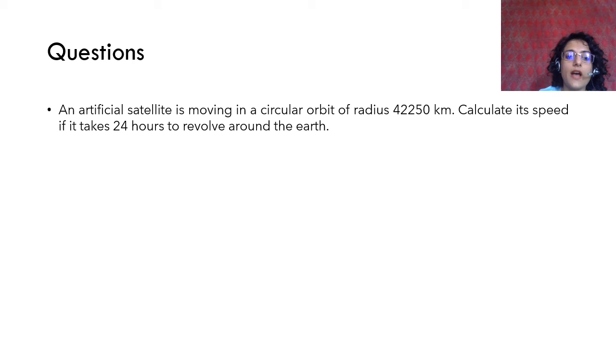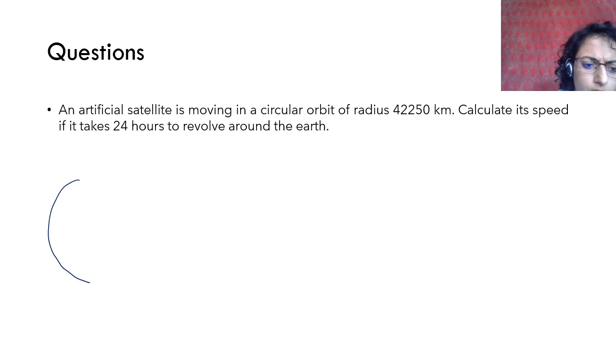An artificial satellite is moving in a circular orbit of radius 42,250 kilometer. Calculate its speed if it takes 24 hours to revolve around the earth. This is very easy. The numbers are bigger, that is why it's a bit complicated.